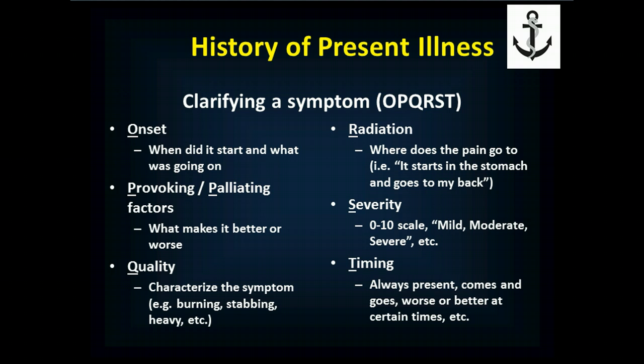Then you ask them about the timing. Is it always there? Are there pain-free intervals? Does it wax and wane, but there's always some discomfort, and then it's worse when you do certain things? And all those together, onset, provoking and palliating factors, quality, radiation, severity, and timing, are OPQRST. So for every symptom, you can assess OPQRST.